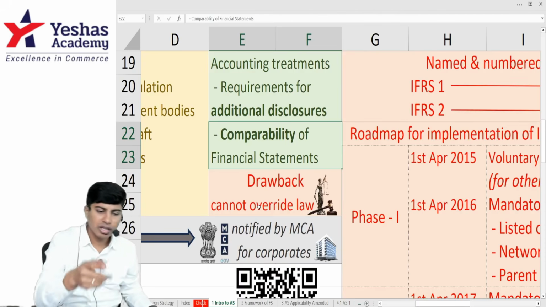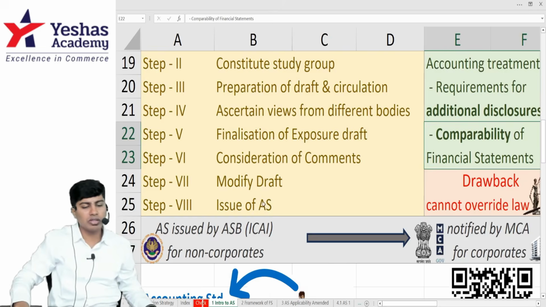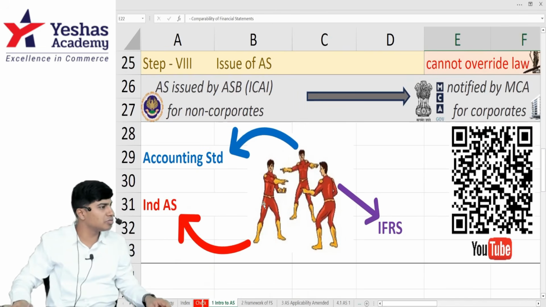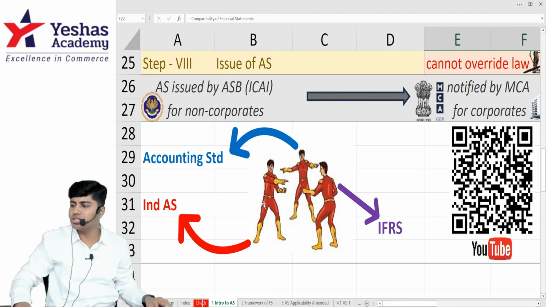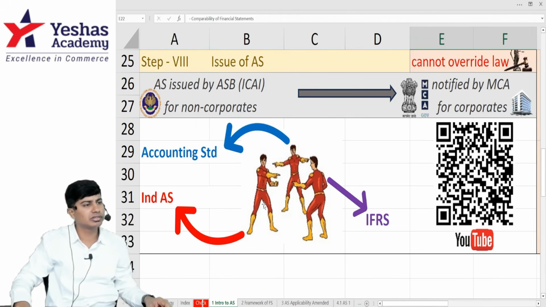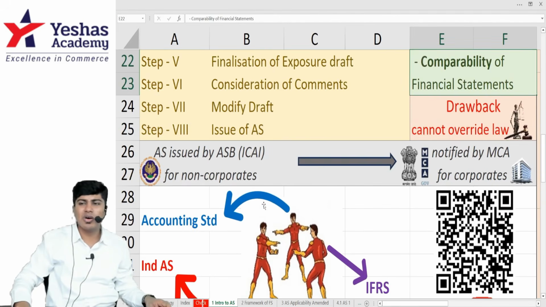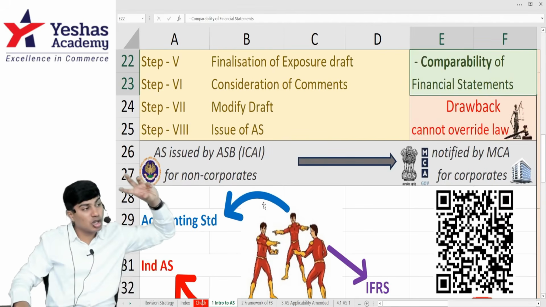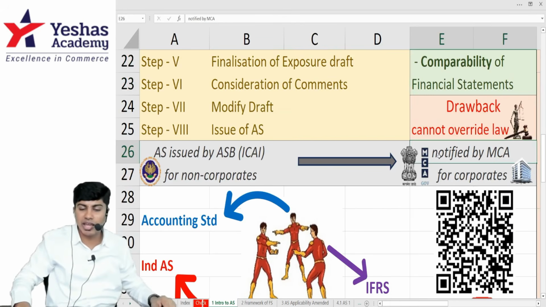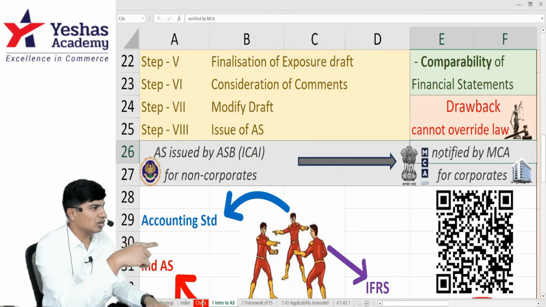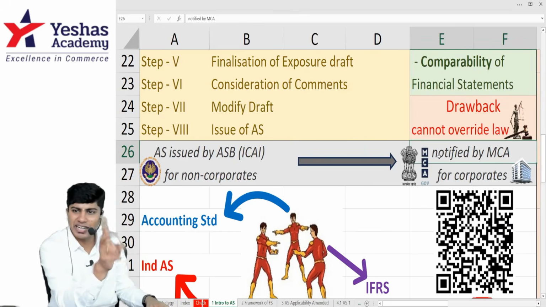Everybody understood? Very good. Now, talking about accounting standards, we have two bodies. MCA is there, and there is also ICAI. Who will issue accounting standards for whom? Why are there two sets? Very simple. Accounting standards for companies and corporates are issued by MCA. That website we saw is only for companies and LLPs.